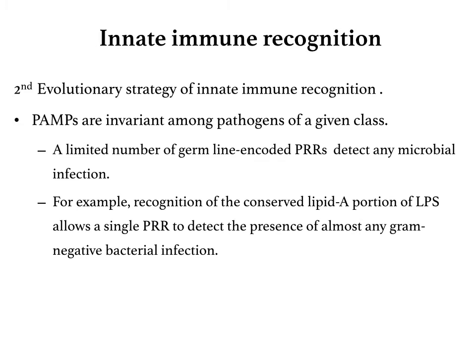The second evolutionary strategy is that the pathogen associated molecular patterns are invariant among pathogens of a given class. This allows a limited number of germline encoded pattern recognition receptors to detect any microbial infection. For example, the recognition of the conserved lipid A portion of lipopolysaccharides allows a single pattern recognition receptor to detect the presence of almost any gram-negative bacterial infection.